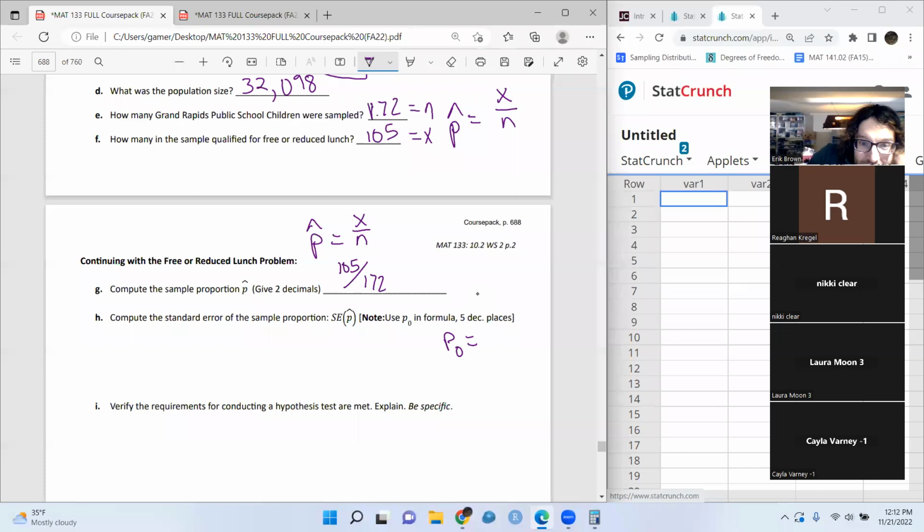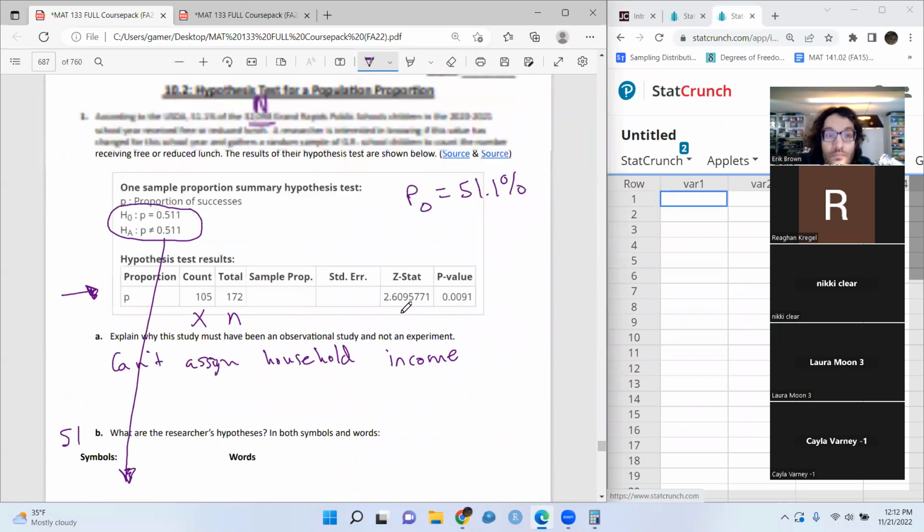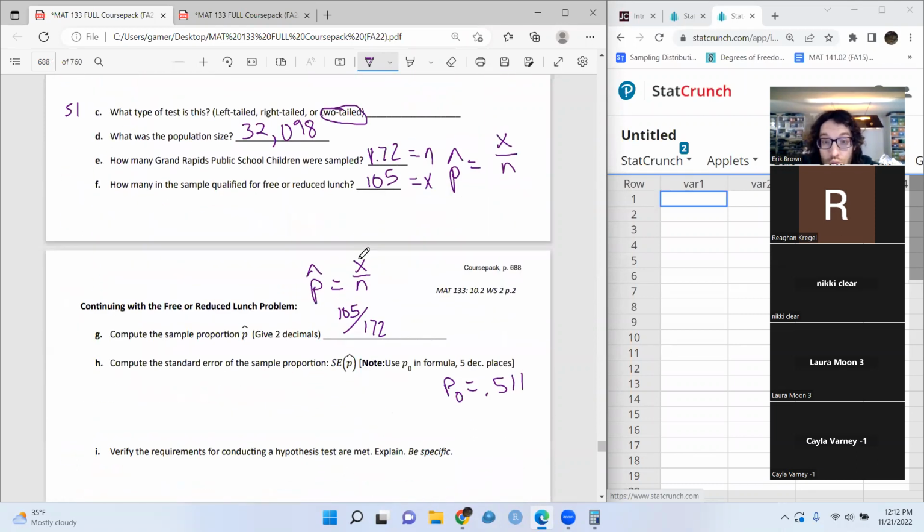Okay, so for H, we need what P naught is. Are you all comfortable with that being 0.511? It's always in step one. That's where you get your P naught. That's where it's used. It was told here, it's reiterated there, right? Good. So Q naught is just its complement, which is 0.489.